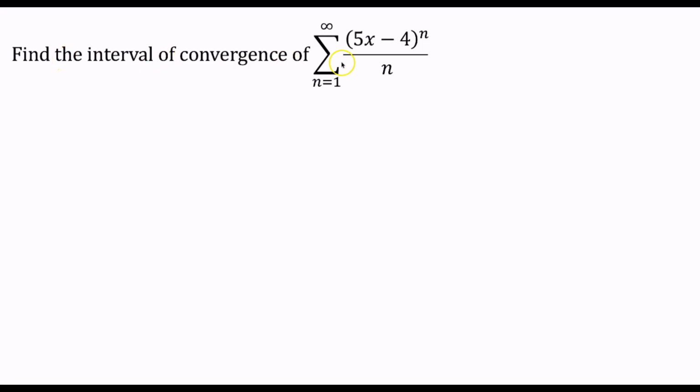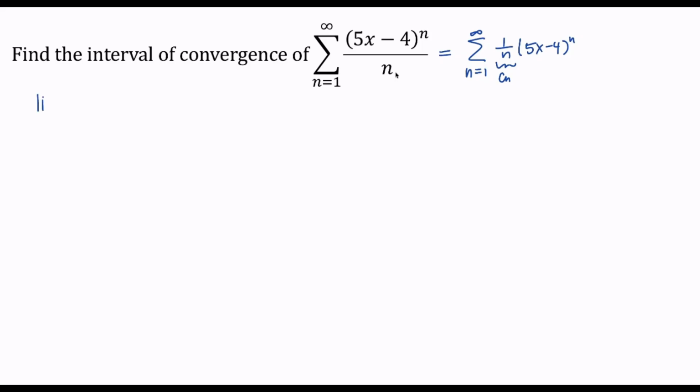Let's find the interval of convergence of the sum of n equals 1 to infinity of the quantity 5x minus 4 to the n over n. This is not a geometric power series because I can rewrite it as the sum of n equals 1 to infinity of 1 over n times 5x minus 4 to the n. So this is not a constant, this is a function of n. So what we're going to do is apply the ratio test here to find an incomplete interval of convergence.